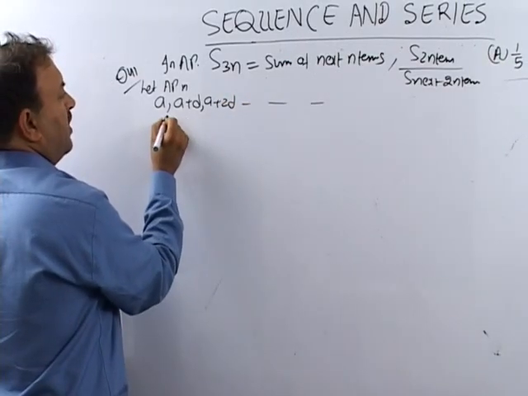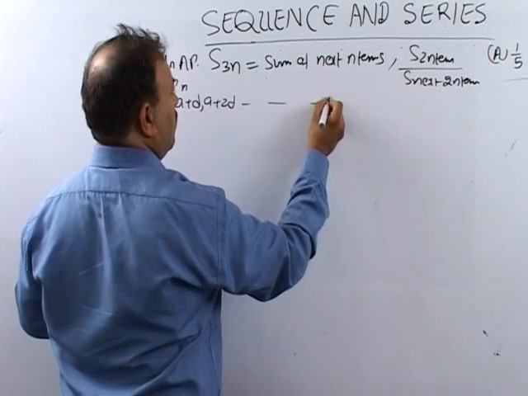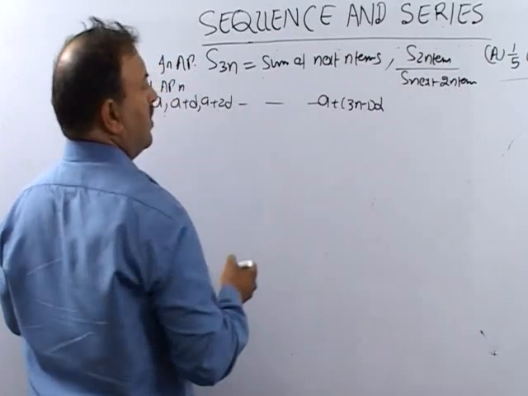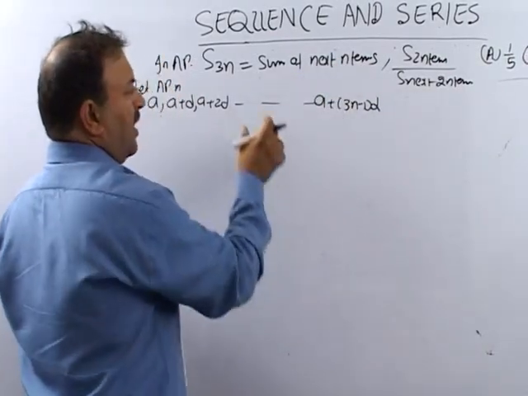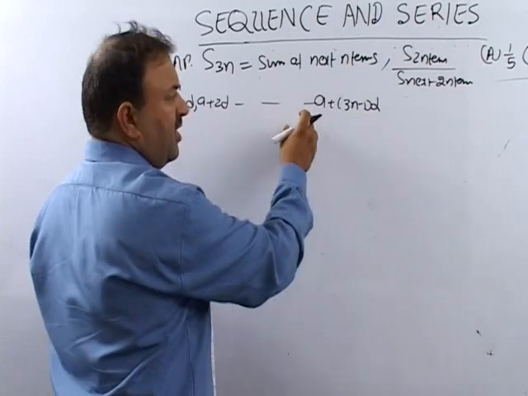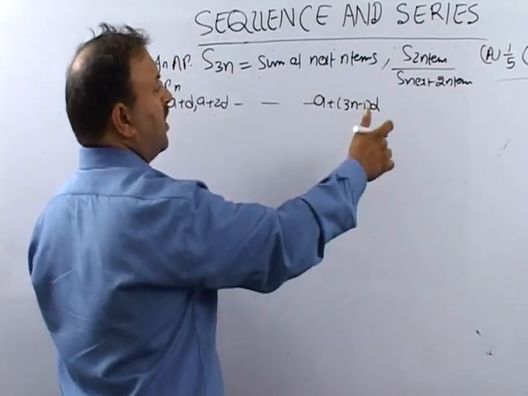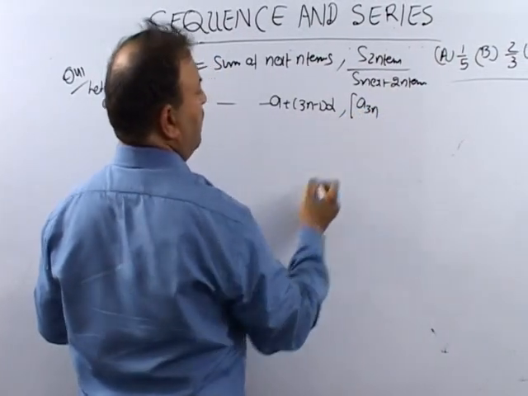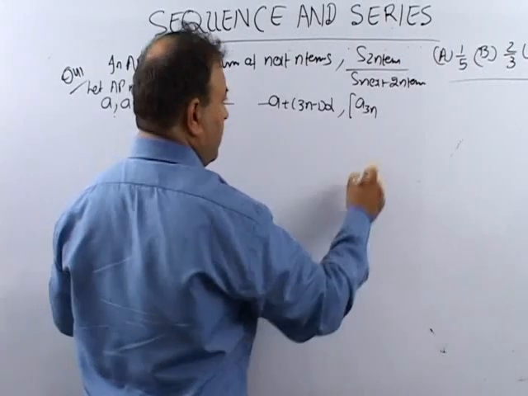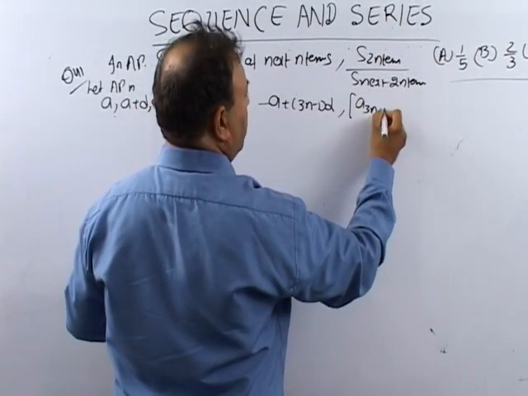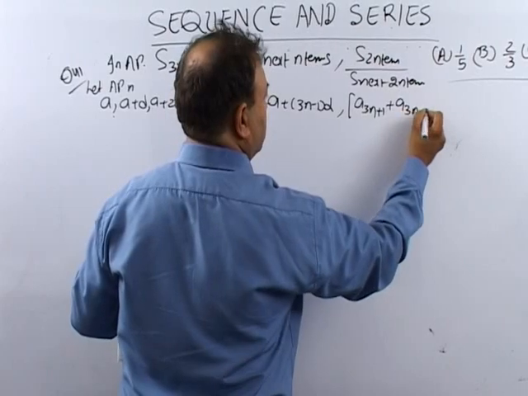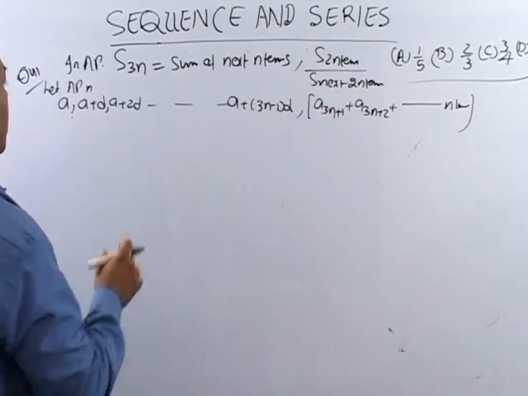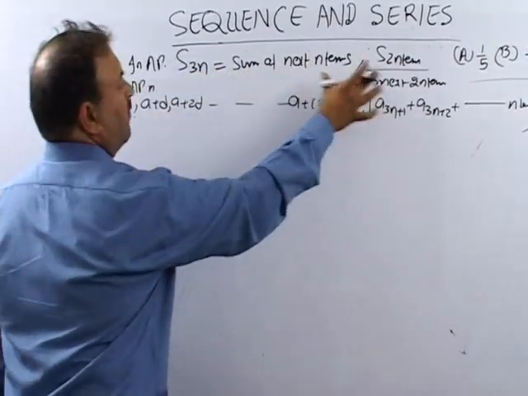So the sum of n terms goes up to a 3n, that means a plus 3n minus 1 d, because we have to find the sum of next terms. First we took a plus d up to n, after n up to 2n, after 2n up to 3n, then the next term is a 3n plus 1, a 3n plus 2, and it goes up to n terms. Now what is given is that the sum of 3n terms is equal to the sum of next n terms.